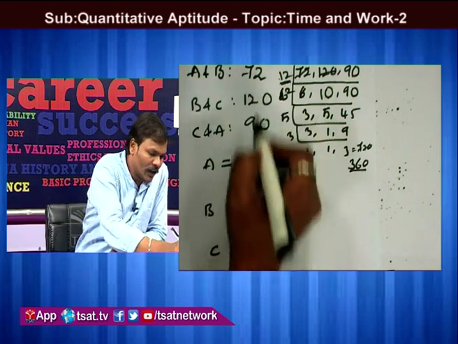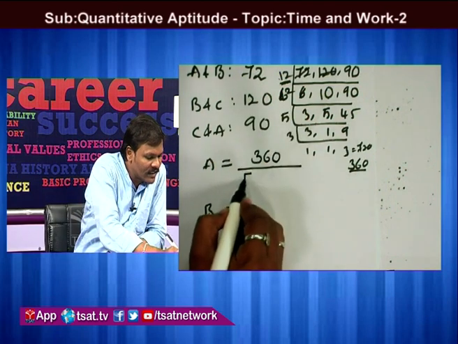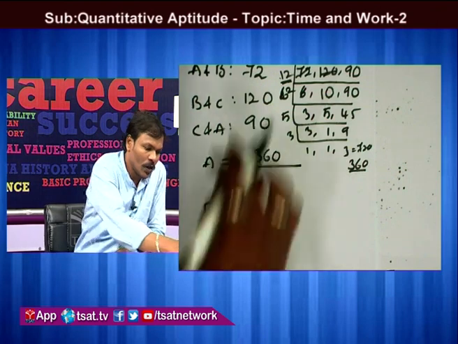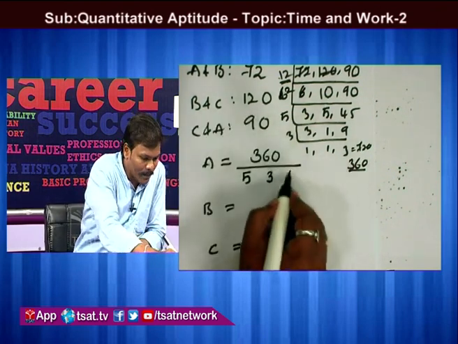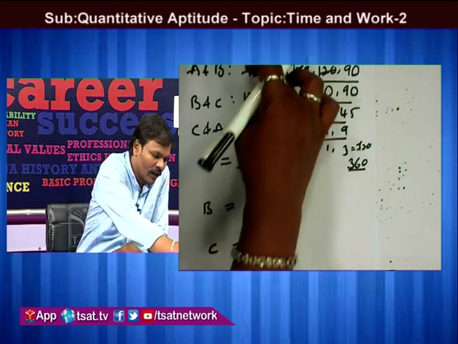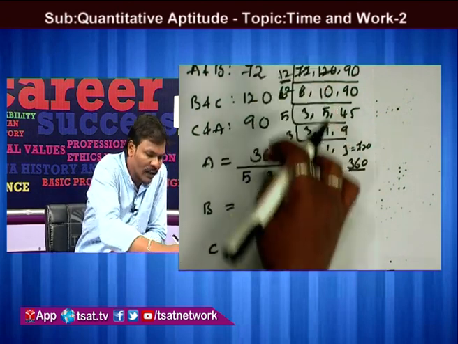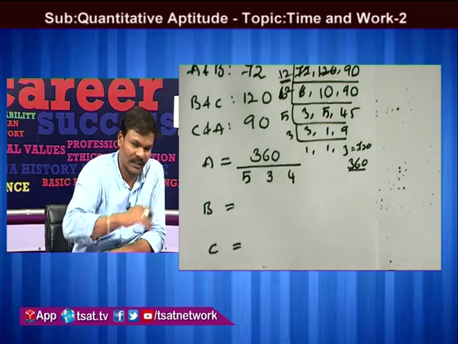Denominators: 72 times 5 is 360, 120 times 3 is 360, 90 times 4 is 360. Is it clear? So, 72 × 5 is 360, 12 × 3 is 360, 9 × 4 is 360.